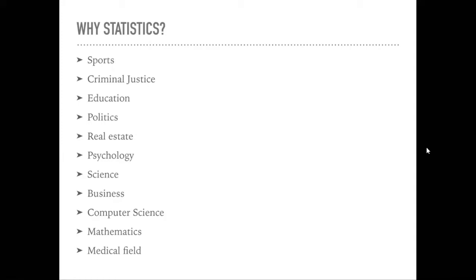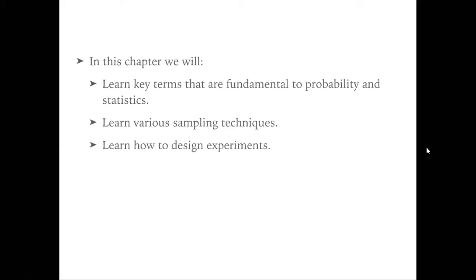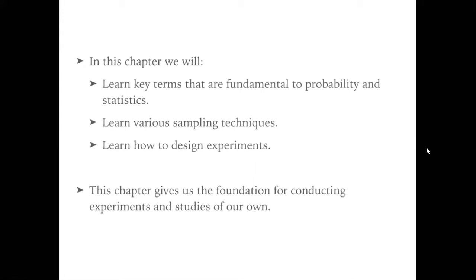This first chapter, we are going to have quite a bit of key terms. So in this chapter, we will learn key terms that are fundamental to probability and statistics. We will learn various sampling techniques for if you were going to design a study and go out and collect data yourself. We will learn how to design the experiments where you are collecting this data. And this chapter really gives us the foundation for conducting experiments and studies of our own, and just some key terms for being able to talk about statistics and probability, which is going to be important as we move forward.